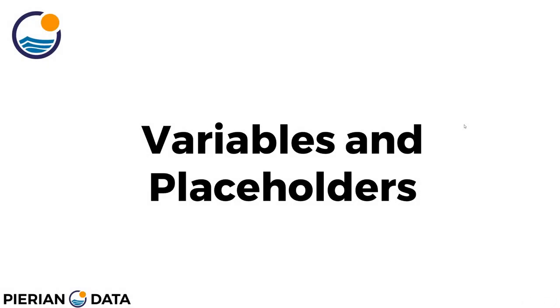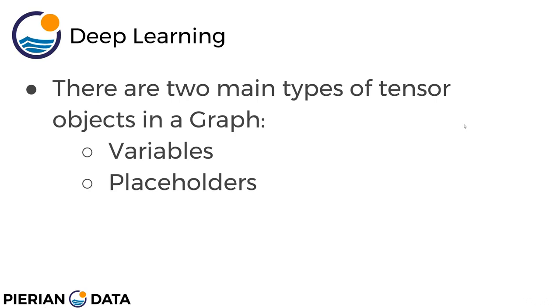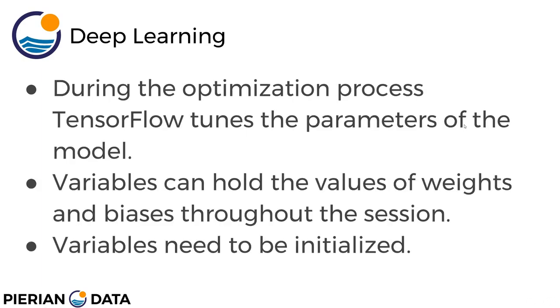Welcome everyone to this lecture on using TensorFlow for variables and placeholders. There's really two main types of tensor objects in a TensorFlow graph, and we're going to talk about variables and placeholders, and these should feel already familiar based off the last section of the course. During the optimization process, TensorFlow tunes the parameters of the model to try to get a better fit on your training data. And variables can hold the values of weights and biases throughout the session.